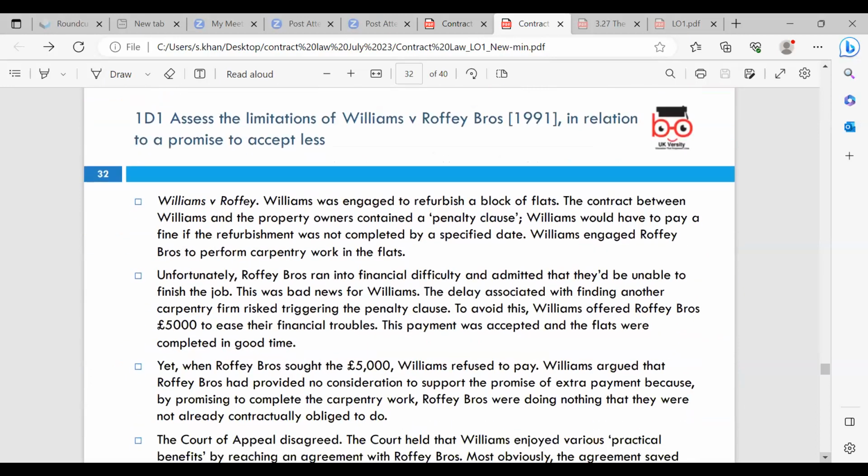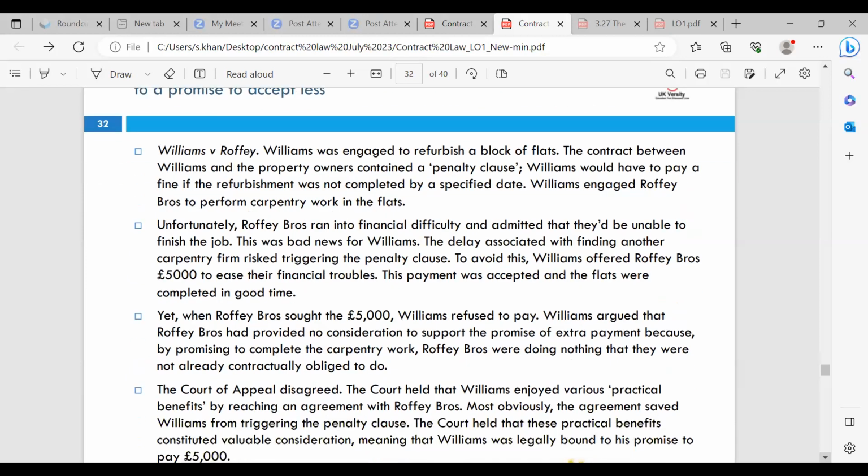1D1: now this is if you want to get the distinction, the extension activities. You need to assess the limitations of Williams v Roffey Brothers 1991 in relation to a promise to accept less. In Williams v Roffey, Williams was engaged to refurbish a block of flats. The contract between Williams and the property owners contained a penalty clause. Williams would have to pay the fine if the refurbishment was not completed by a specified date.